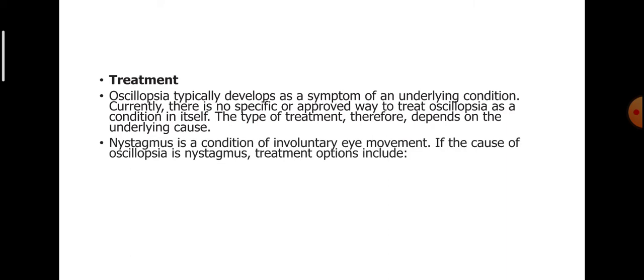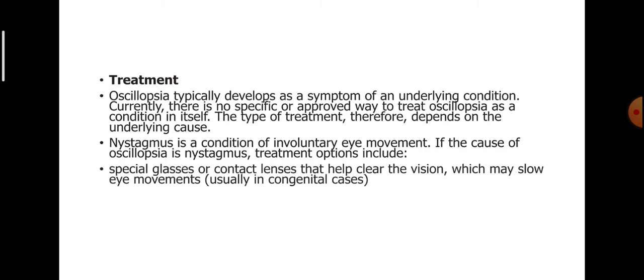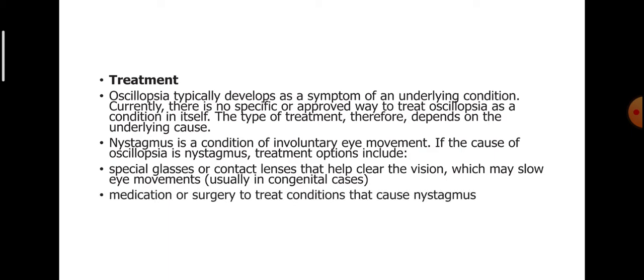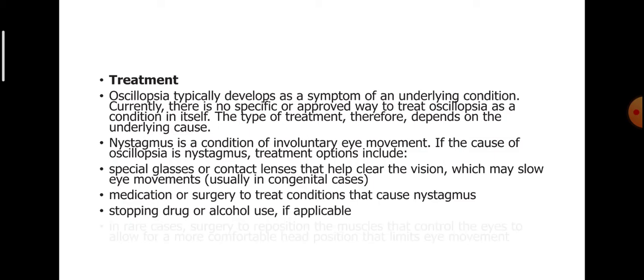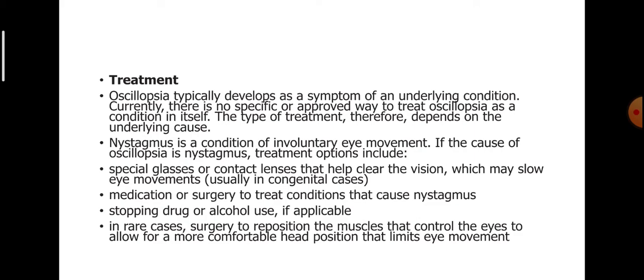Nystagmus is a condition of involuntary eye movement. If the cause of oscillopsia is nystagmus, then the treatment options include special glasses or contact lenses that help clear the vision, which may slow eye movements, especially in congenital cases. Medication or surgery to treat conditions that cause the nystagmus, stopping alcohol or drug use if applicable, and in rare cases, surgery to reposition the muscles that control the eyes to allow for a more comfortable head position that limits eye movement. We have had a comprehensive review of oscillopsia.